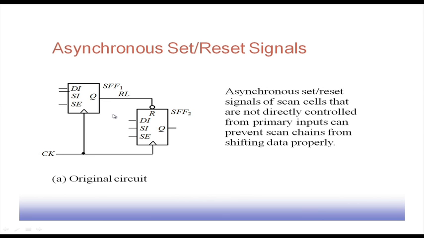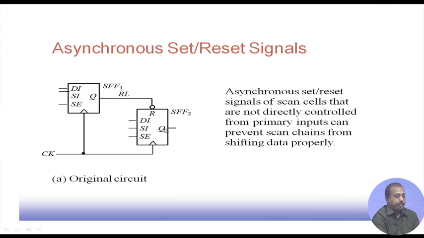Asynchronous set reset signals: if we have asynchronous set reset signals, then that creates difficulty, because these flip flops may become reset arbitrarily. In the original circuit, whenever this Q value becomes 0, it resets this particular latch. So, this RL signal is generated, and this latch gets reset. This has to be prevented, because they are not controlled directly from the primary inputs.